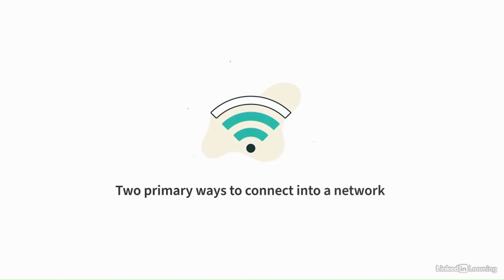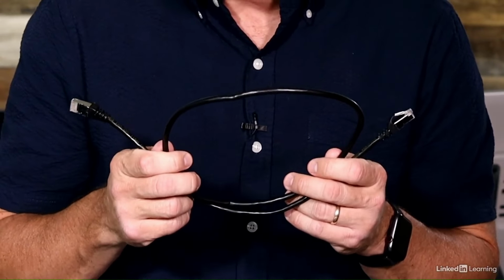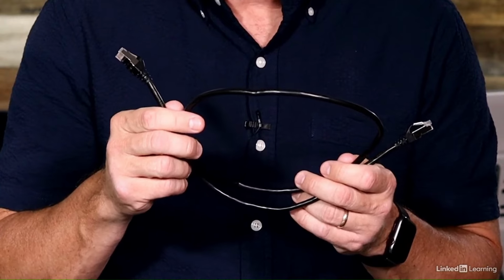And we said that a network interconnects devices, but what does that look like? Well, we have 2 primary ways to connect into a network. First, we have wired connections. And a common example of a wired connection is an Ethernet cable, which has an 8-conductor connector on each end. This is called an RJ45 connector. You might hear these cables called Cat5 or Cat6 cables.